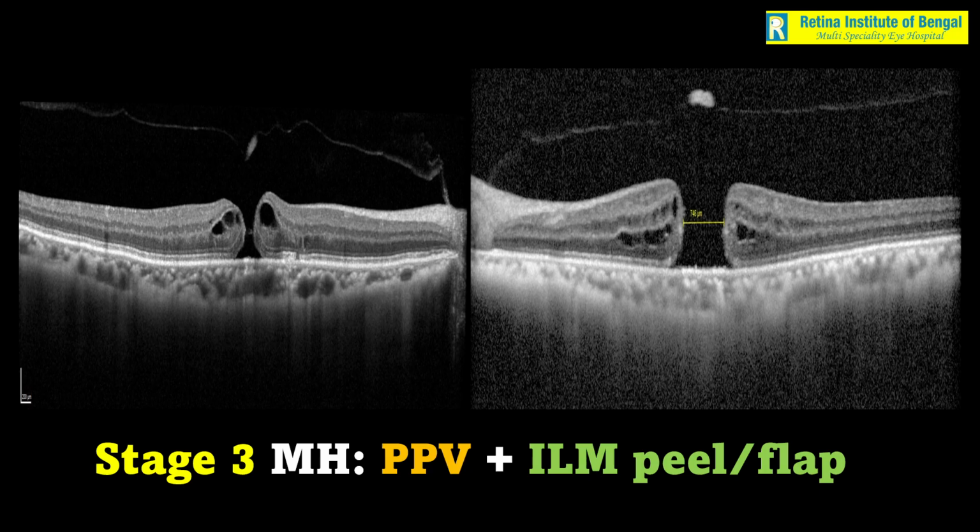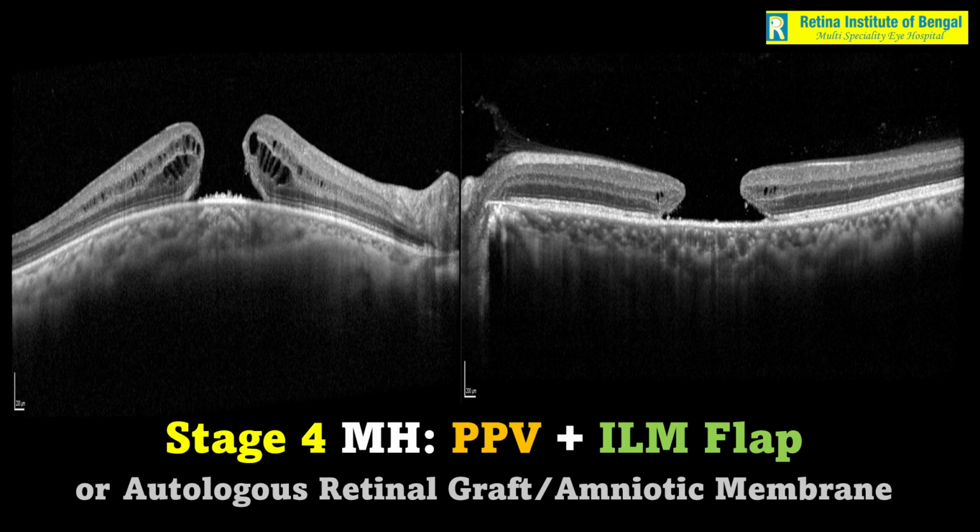In stage 4 macular hole, where there is absolute vitreous separation and usually the holes are quite large in size, usually we not only have to do PPV and internal limiting membrane manipulation, like internal limiting membrane flaps or making multiple flaps to stuff the hole. Sometimes if the holes are more than 1000 micron, we may even have to consider doing autologous retinal grafting or amniotic membrane transplant.